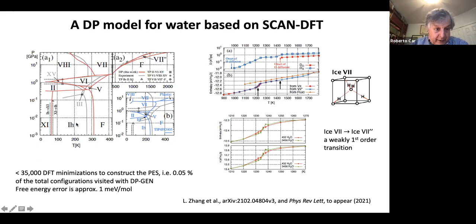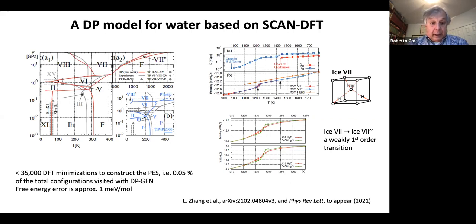In order to learn the local patterns in this vast range of temperature and pressure, we explore this huge phase space with the deep potential, and we had to perform fewer than 35,000 DFT minimizations to construct the potential energy surface, which is approximately 0.05% of the total configurations visited with the DP-GEN technique. The error in the free energy that we estimate is approximately 1 millielectron volt per molecule. Of course, this is much better than chemical accuracy, but this is the error compared to the DFT reference.